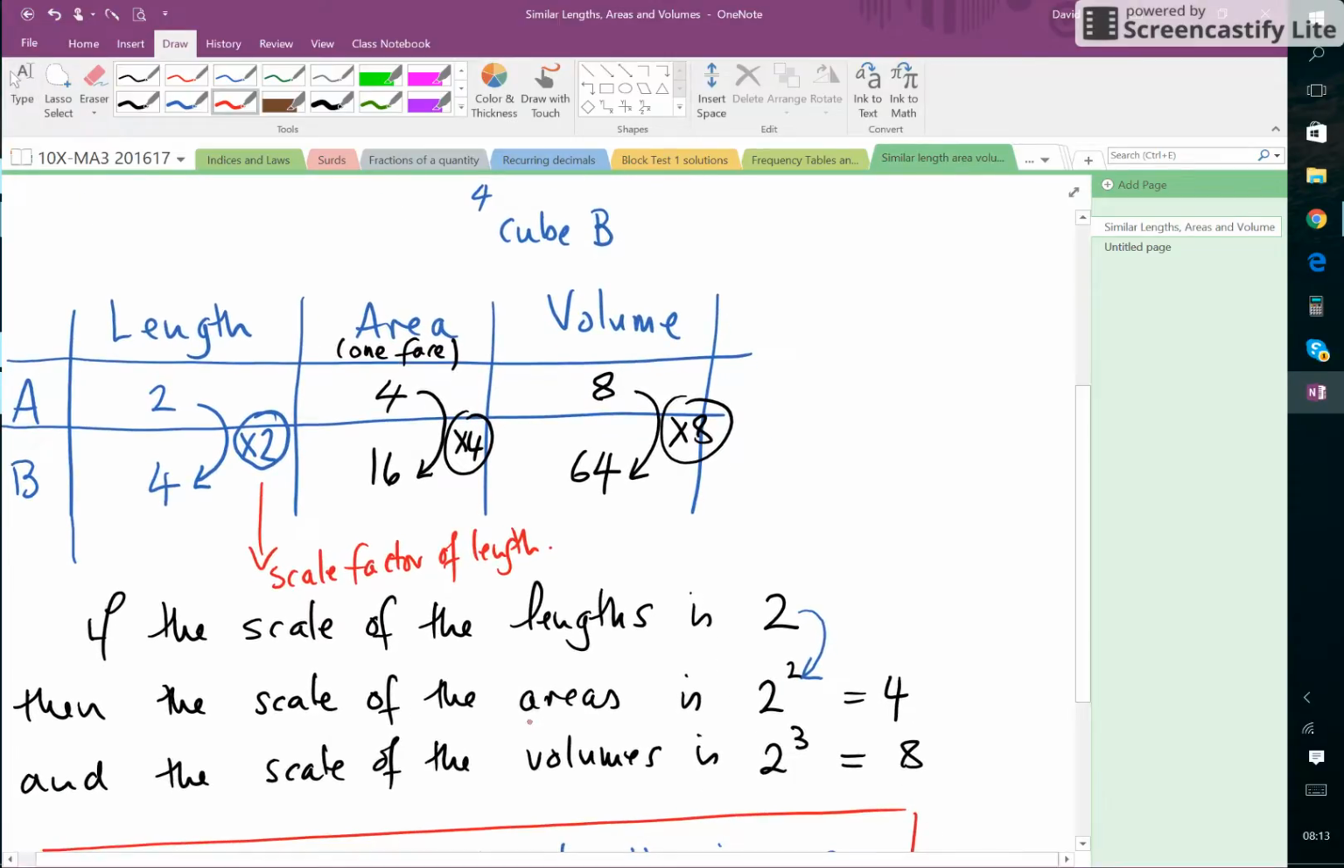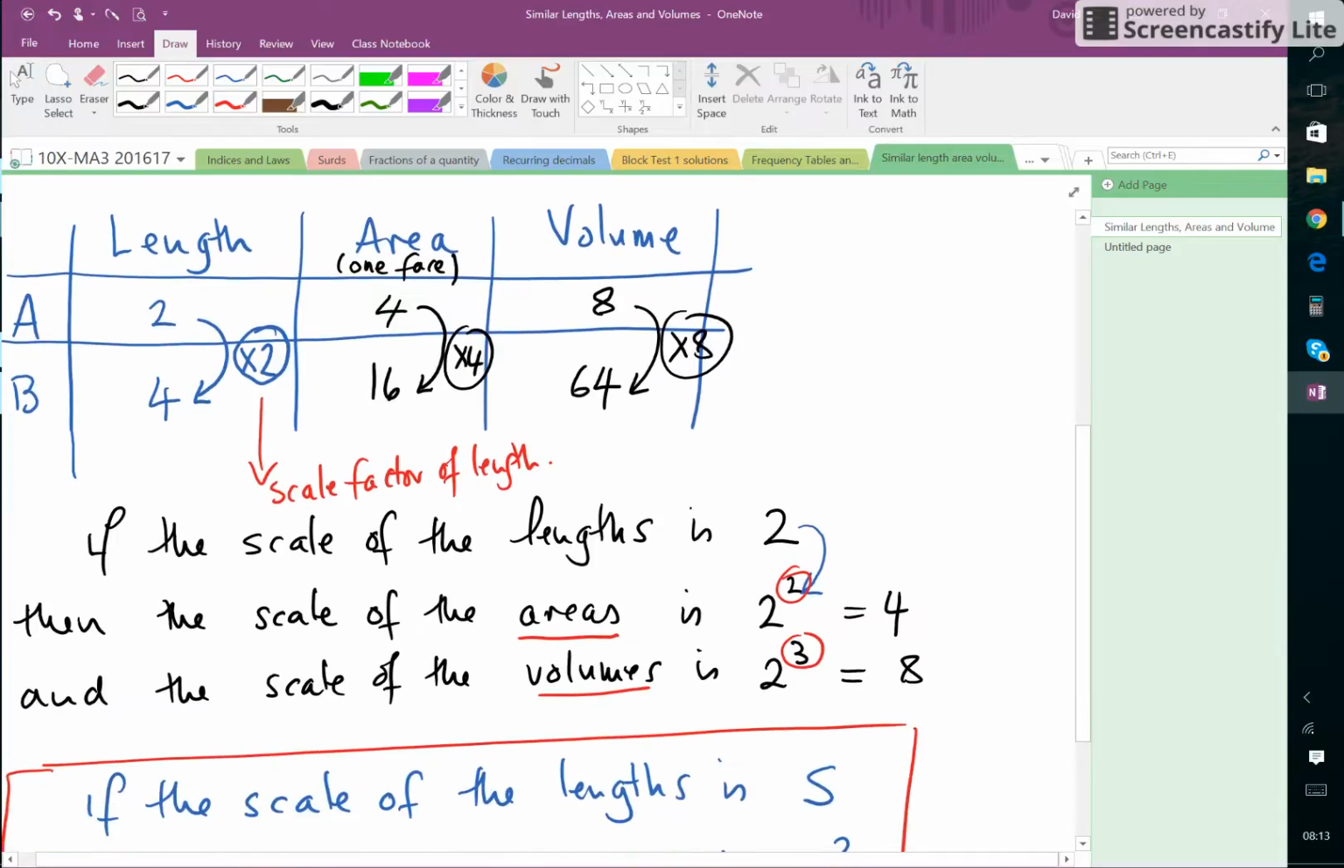Remember, we square with areas. And with volumes, we're cubing. So we take our scale factor of lengths, which is 2, and we square for areas and cube for volumes.